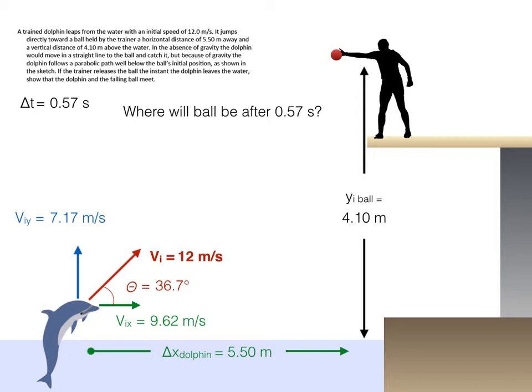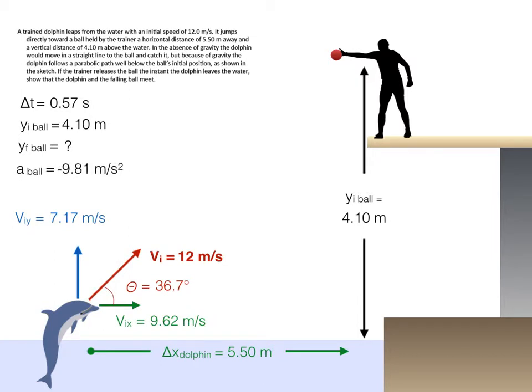But where will the ball be? Well, it's had a chance to drop for 0.57 seconds. So we're going to write that down, 0.57 seconds for the amount of time for the ball to drop. We know that the initial position of the ball in the y direction is 4.10 meters. That's the height, you might say, the initial position of the ball. What we're asking is the final position of the ball. Where in midair is it going to be after those 0.57 seconds? Because again, that's how long it takes the dolphin to get to where the ball is being dropped. So the final position we want to know.